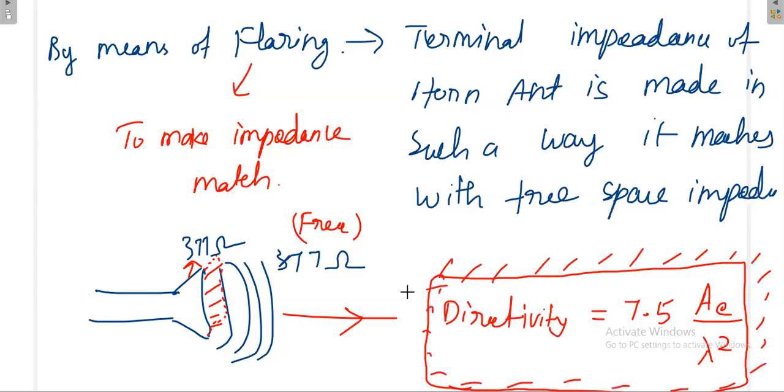Next, I'll make some comparison of three antennas: Hertzian dipole, half-wave dipole, and quarter-wave monopole antenna. Then later we'll go to antenna arrays.